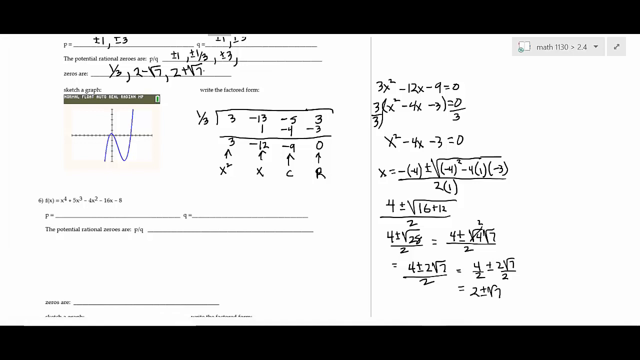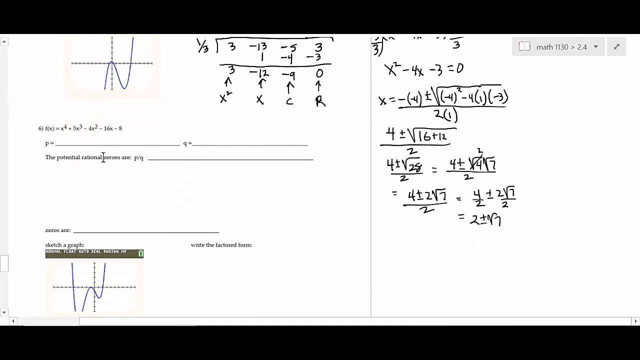Now notice on that problem there were 3 zeros. The polynomial had a 3rd degree, you get 3 zeros. If the polynomial is a 4th degree, you get 4 zeros. If it's a 100th degree, you get 100 zeros. Don't worry about that. We're not going to mess with that, but that's what theoretically would happen.